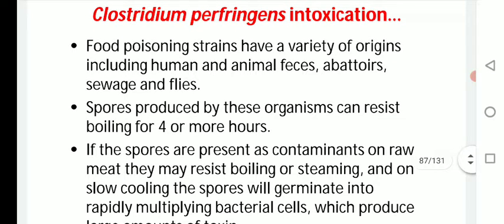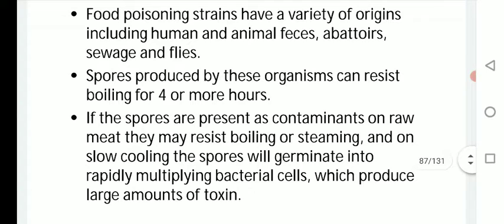So Clostridium perfringens intoxication includes food poisoning. Strains have a variety of origins including humus as well as animal feces, then abattoirs and sewage as well as flies. Spores produced by these organisms can resist boiling for 4 or more hours. In case these spores are present as contaminants on raw meat, they may resist boiling or steaming, and on slow cooling the spores will germinate into rapidly multiplying bacterial cells which produce large amounts of toxins.